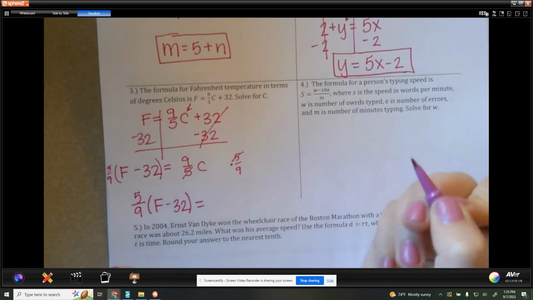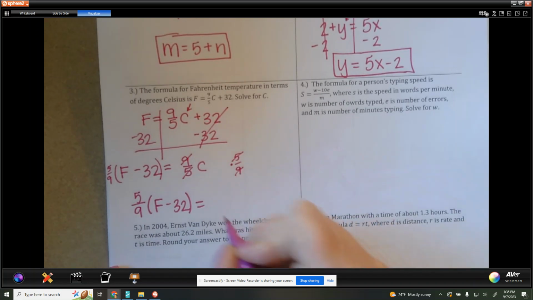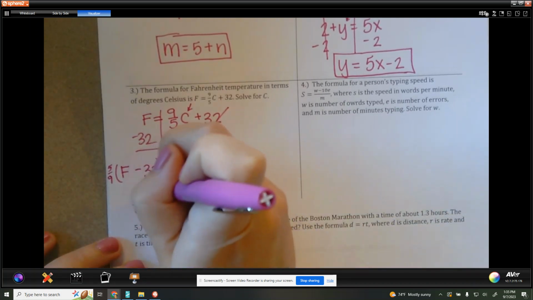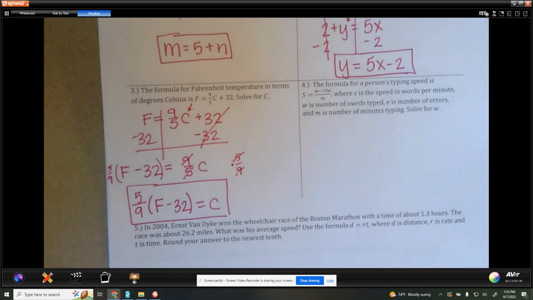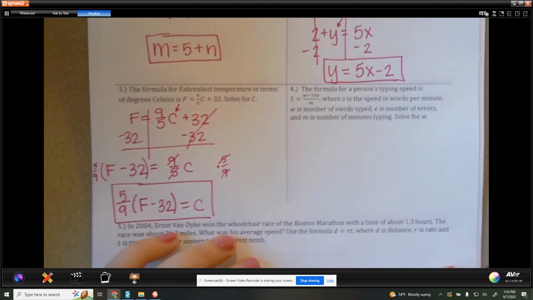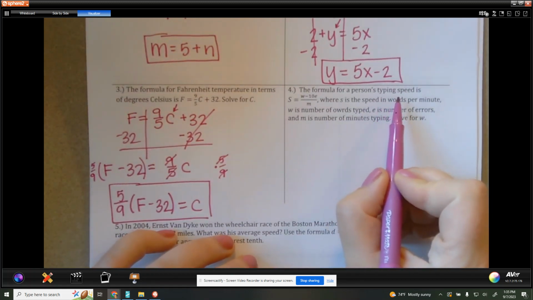The 5's cancel out, the 9's cancel out, so we just have C, and we are done. We have solved for C. Yay! Ugh, ugly, right? But we can do it.